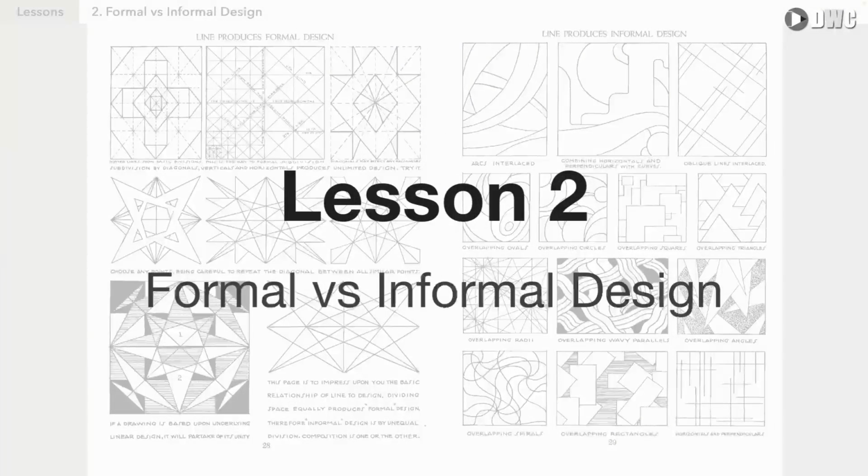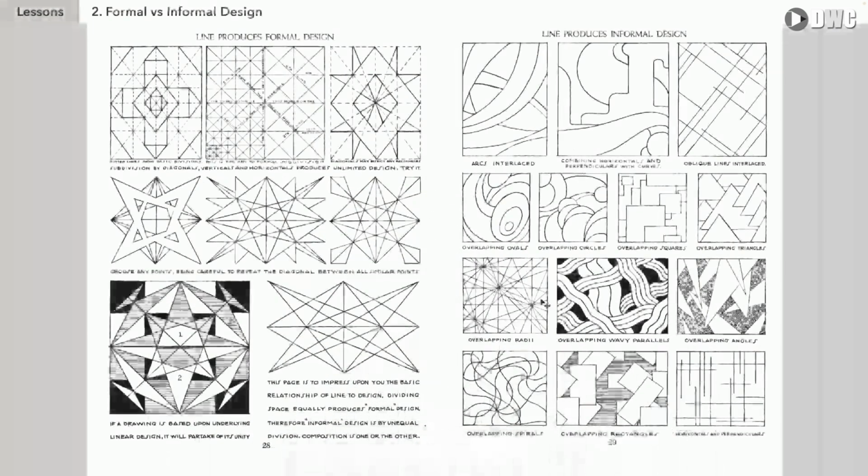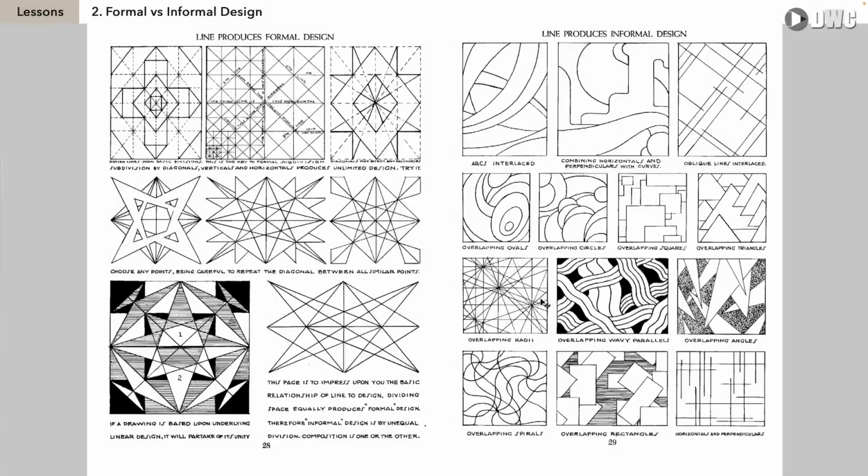Lesson number 2, formal versus informal design. This is something that comes up quite a bit in the early chapters of the book, the idea of formal and informal design. And this is related to line because, as you can see, these pages are basically line drawings. So line, he uses line.